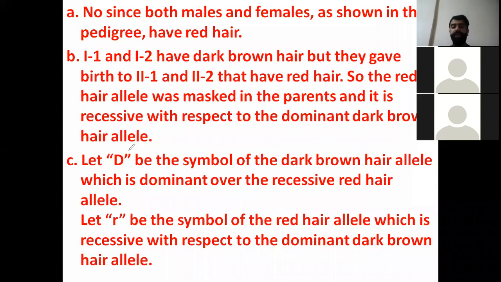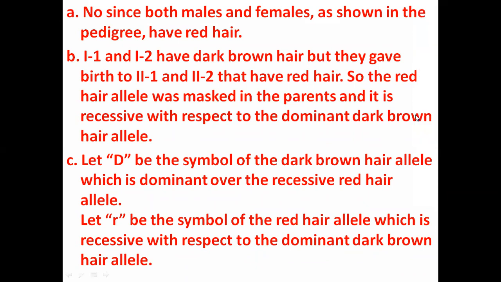So I gave D capital for the dark brown. I have to continue with the dark brown, D capital. R small for the recessive allele. I have to continue R small with the recessive allele, which is the red hair allele. Because if you continue with these, you have to use the same symbols. Otherwise, if you change the symbols, you change the whole exercise. So pay attention to this.